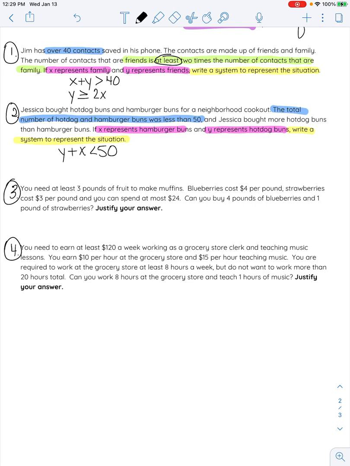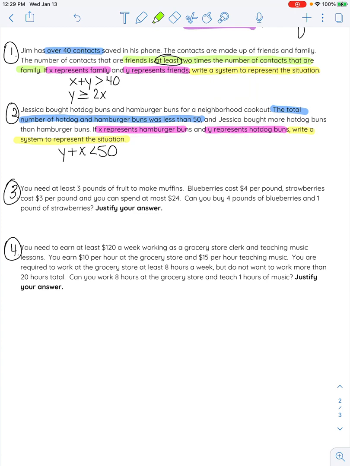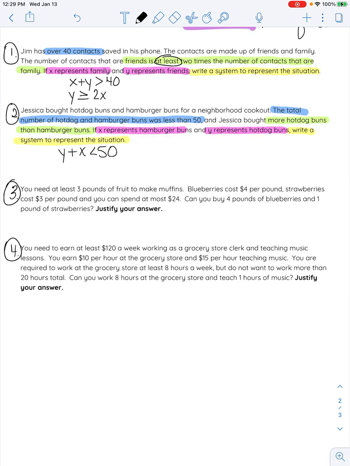Now look at the next relationship. The next relationship I see is Jessica bought more hot dog buns than hamburger buns. What letter did we say represents hot dog buns? Well, that's the Y. More hot dog buns. More means greater than. And we used X to represent hamburger buns.